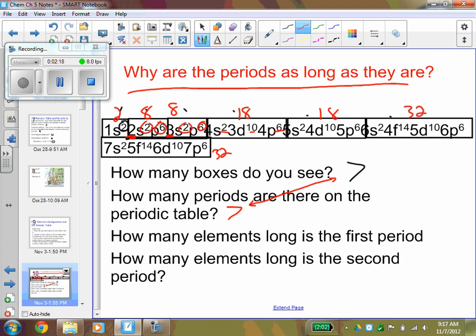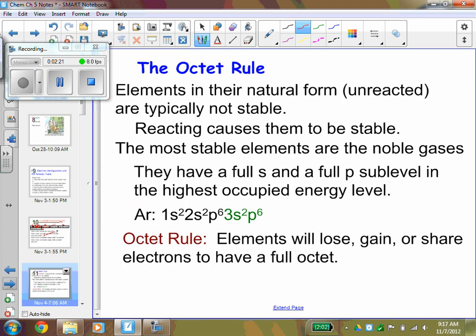Okay, let's take a look at this. The octet rule, when we're talking about electrons gaining and losing electrons, is one of the most important rules, and I put it here in Chapter 5. The octet rule is possibly the most important rule that dictates chemical law, in my opinion. The octet rule is basically the number 8, and the number 8 comes from a full S and a full P sublevel in the highest occupied energy level.